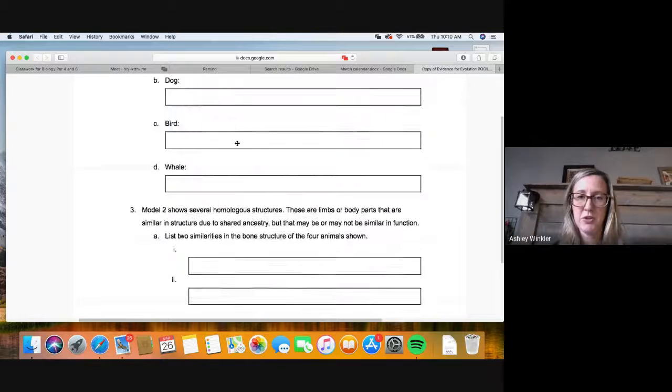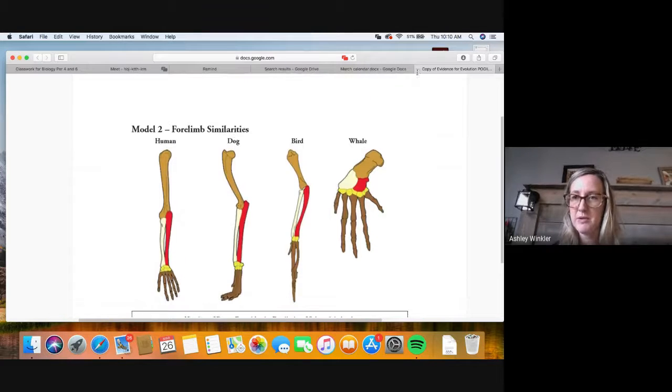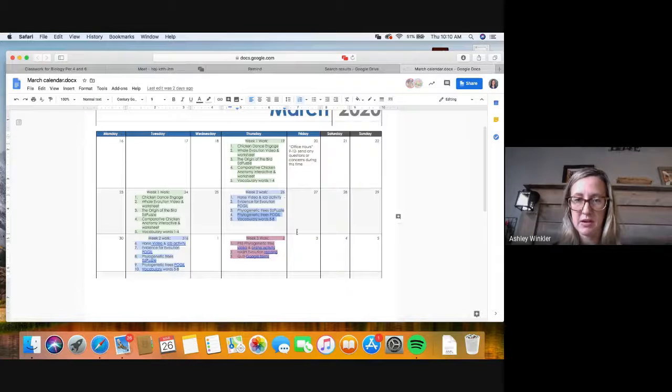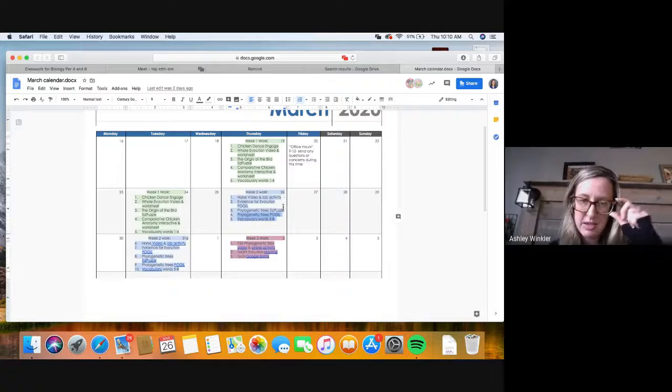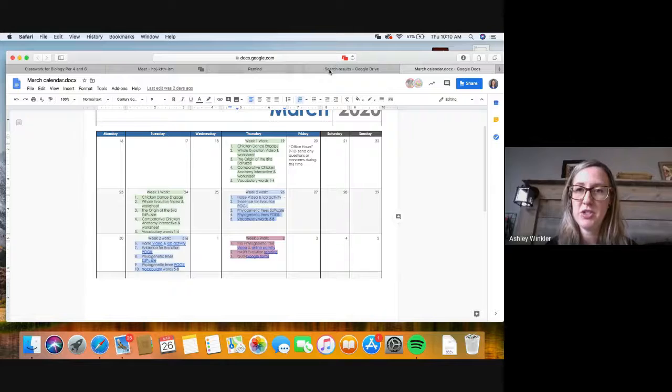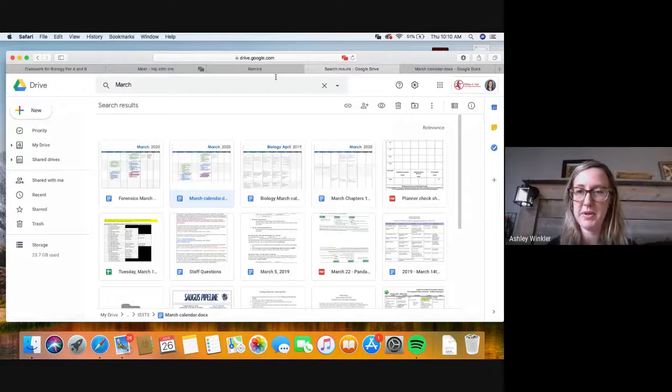All right. So you guys are going to complete this POGIL as well. Let's see what's next on our calendar. The Edpuzzle is there. Phylogenetic trees. Phylogenetic trees. Where am I going?